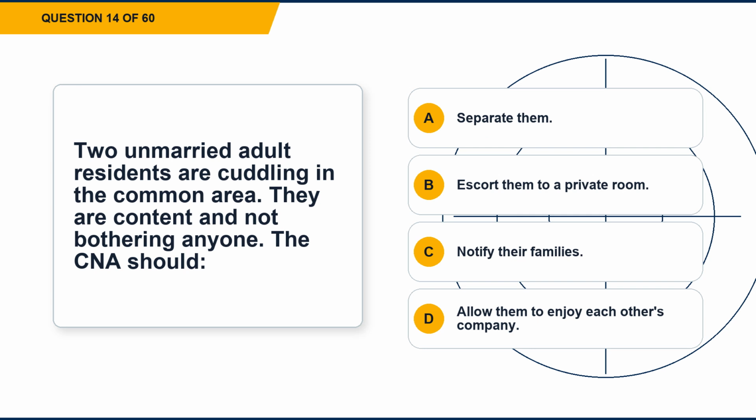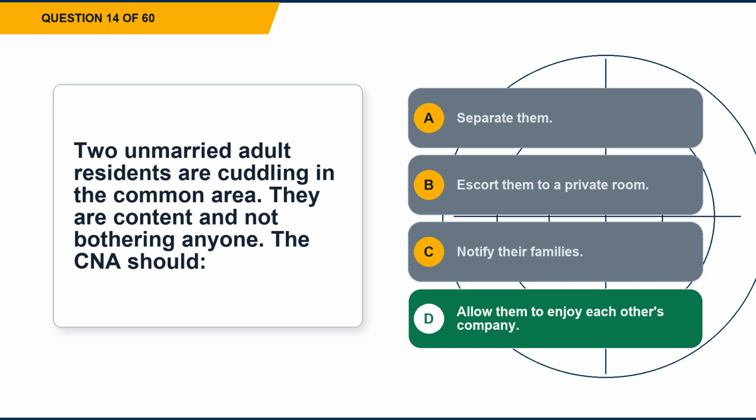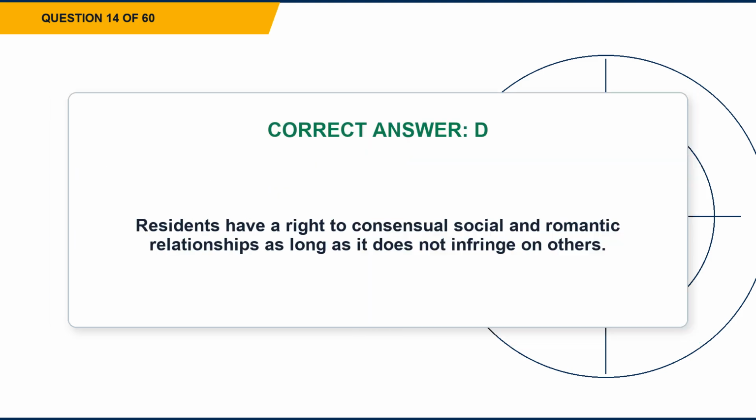Question 14. Two unmarried adult residents are cuddling in the common area. They are content and not bothering anyone. The CNA should: Option A, separate them. Option B, escort them to a private room. Option C, notify their families. Option D, allow them to enjoy each other's company. The correct answer is option D, allow them to enjoy each other's company. Explanation. Residents have a right to consensual social and romantic relationships as long as it does not infringe on others.